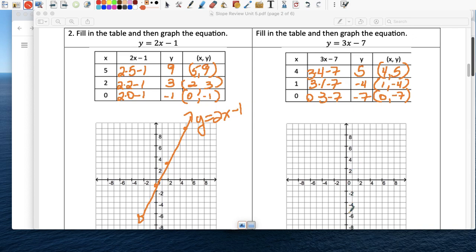So 0, -7 is right here. 1 and -4 is right here. And 4 and 5 is right here. Right, so here's my line. So notice that at 0 hours, I'm of course at -7. At 2 hours, I'd be at -1. I'm still down. So I have to be over here on this section, right, to make some money. So what's the equation? y equals 3x minus 7.